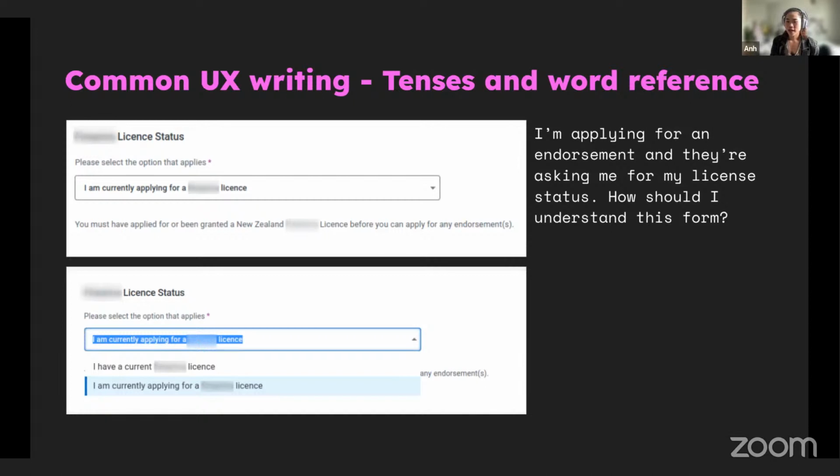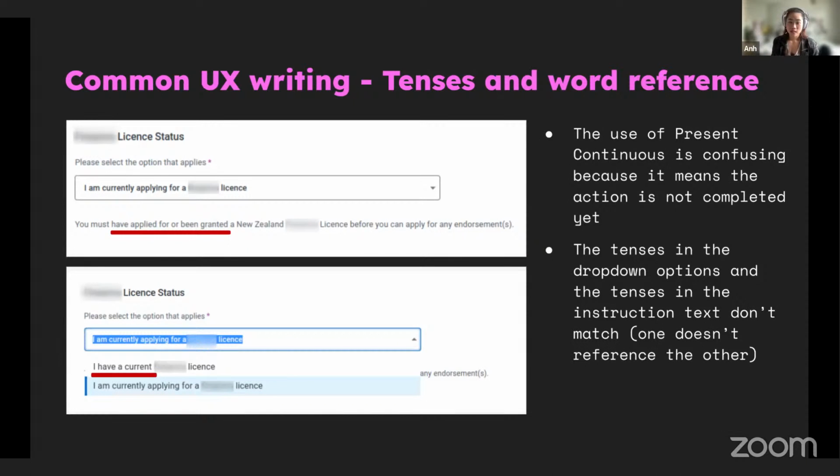So again, there are so many problems with this part of the form. I just want to point out the first thing, which is the use of tenses. The instruction at the bottom of the form uses the present perfect tense, and in the options, they're using present simple and present continuous. This is bringing back all the traumas I had when I studied English. Vietnamese doesn't have tense. It's very simple in our language. We have past, present, future, and that's it.